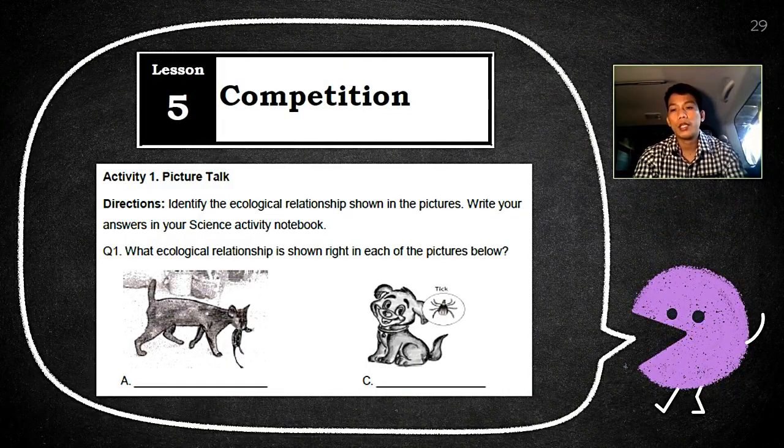And lastly, for Lesson 5, we are going to study competition. For the first activity, this is Picture Talk. Identify the ecological relationships shown in the pictures. Write your answers in your science activity notebook. So for question 1, what ecological relationship is shown? Write it in each of these pictures.